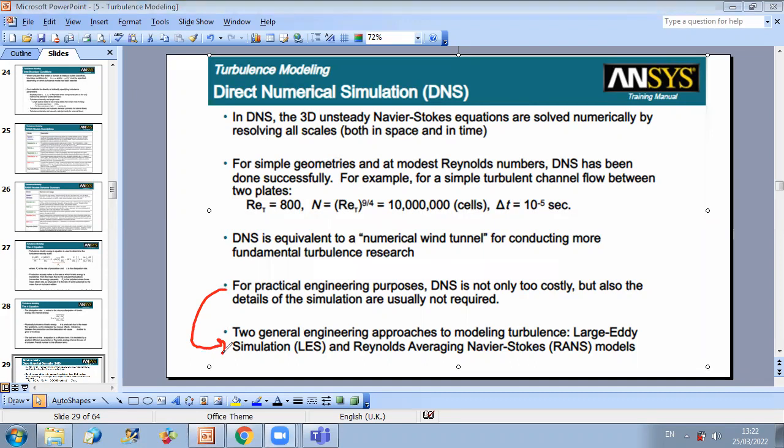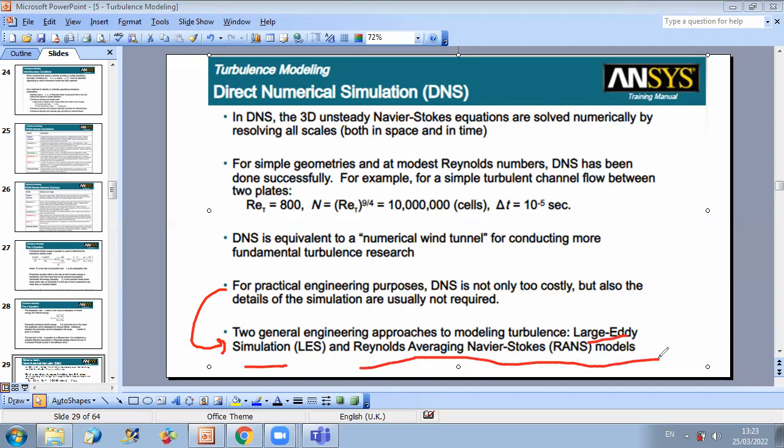So we have two general engineering approaches to modeling turbulence, which are related to direct numerical simulation, but we do not do the full domain using DNS. When you say DNS, as I said, this consists of solving the Navier-Stokes equation for all turbulent scales, which will not always be possible. It's possible for limited applications. From here, the idea is, let us find regions where we can use direct numerical simulation, and for other regions, we use other models. So the two general engineering approaches are large eddy simulation and Reynolds averaging Navier-Stokes models.